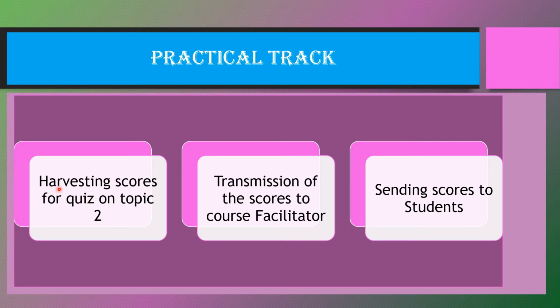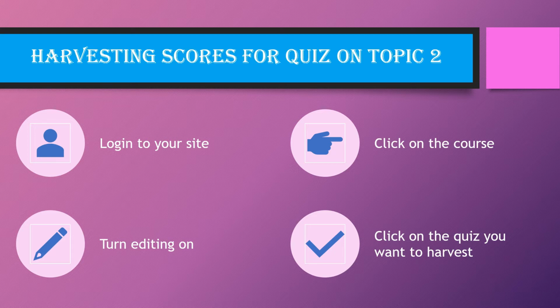We'll be discussing harvesting scores for quiz on topic 2, transmission of the scores to course facilitator, and sending scores to the students. So the first assignment is harvesting scores for quiz on topic 2, and we will consider 4 steps. The first step is to log into your site, followed by click on the course. Thirdly, you turn your editing on, and finally click on the quiz you want to harvest.